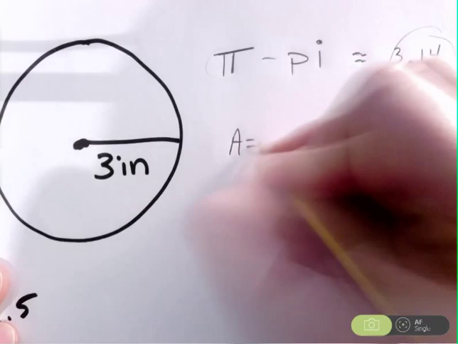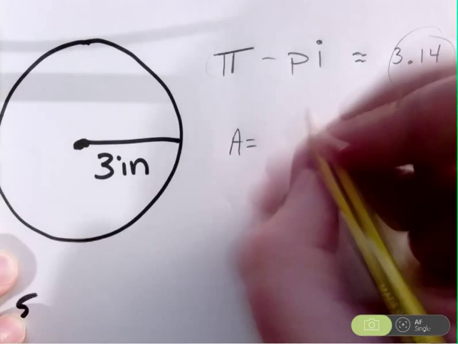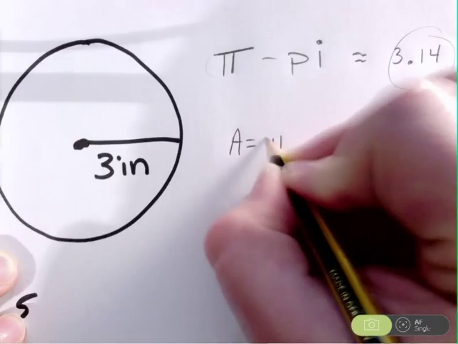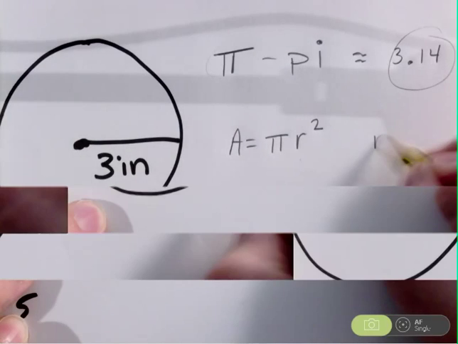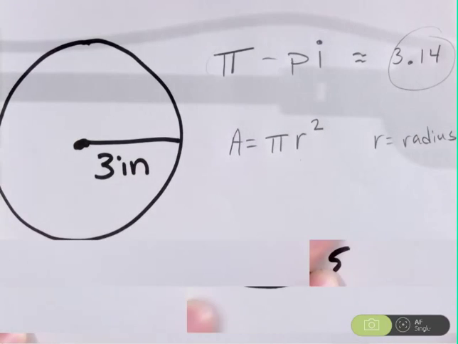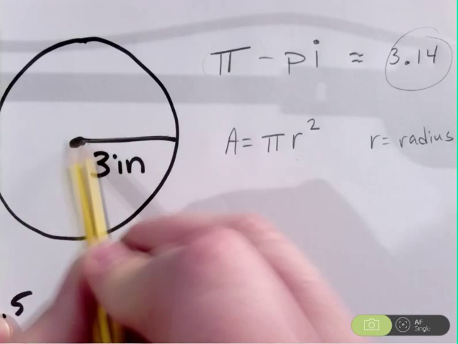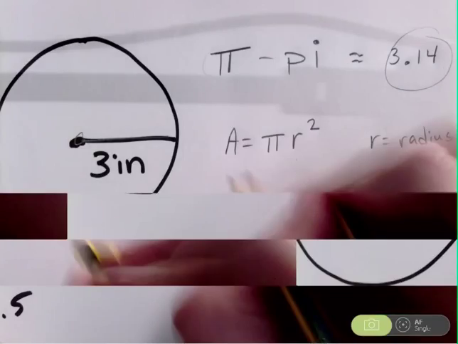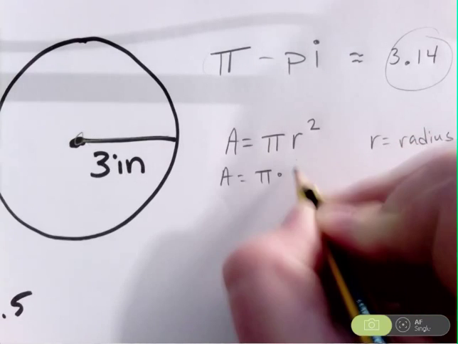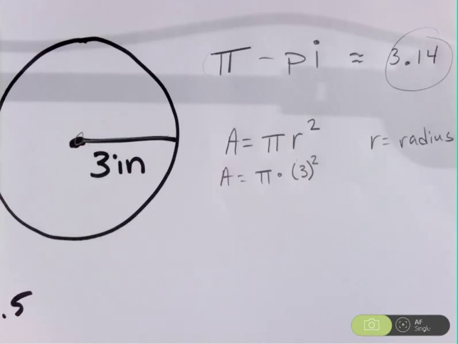The area of a circle can be found by using the formula: area of a circle is pi r squared, r being the radius. Okay, r is the radius. You should remember from geometry that radius is the distance from the center of the circle to the edge. So in this particular circle, we have a radius of 3. So we'll say area equals pi times 3 squared. Okay? Pi times 3 squared.